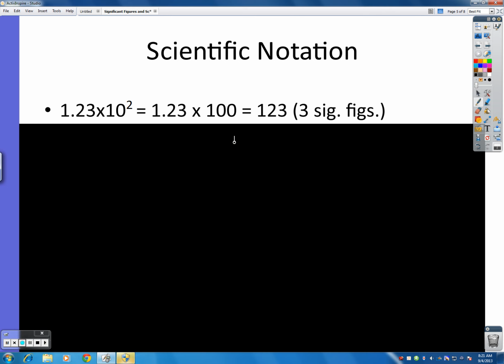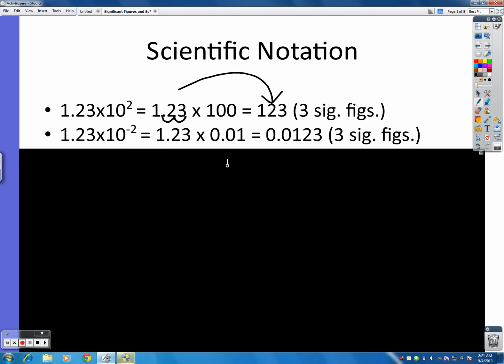So, for example, 1.23 times 10 to the second. 10 to the second is 100. 10 times 10, 10 squared is 100. So that's essentially 1.23 times 100, or 123, which has 3 significant figures. Another way, a sort of trick I would say, is if you take the 2 from the squared and you simply move the decimal point over 1, 2, you get your 123.